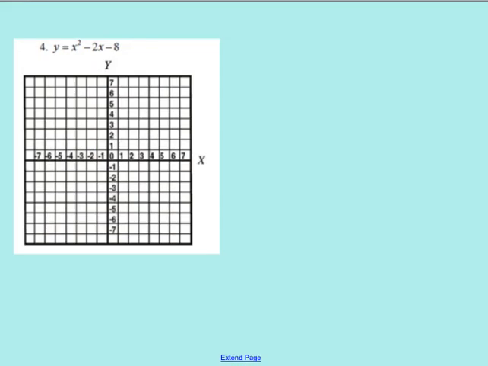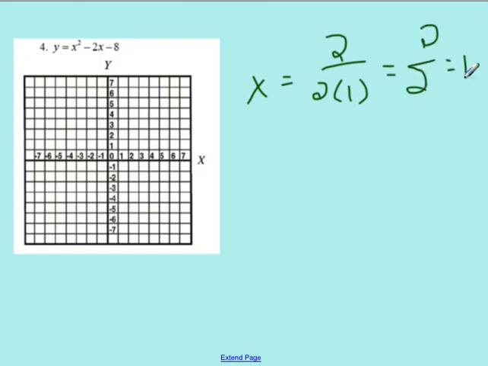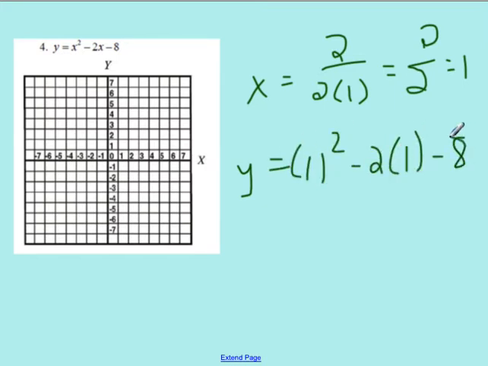How does that sound? So first thing we need to do is calculate out our vertex. So we're going to do opposite of b over 2 times a. 2 divided by 2 is going to give me 1. So that's what I'm going to plug in for x. So I'm going to do 1 squared minus 2 times 1 minus 8. So that's 1 minus 2 minus 8, and that's going to give me a -9.